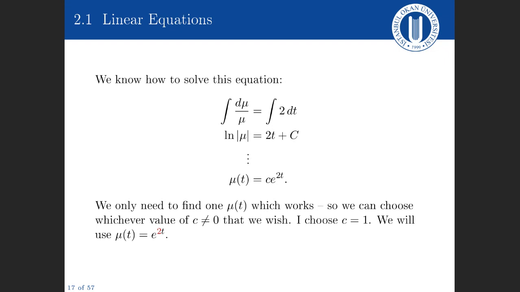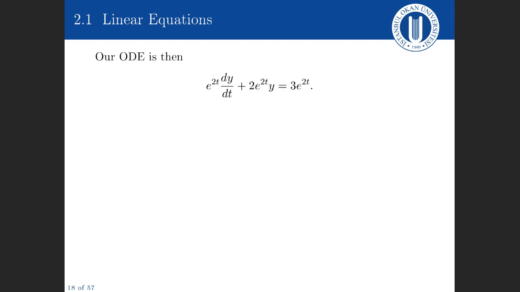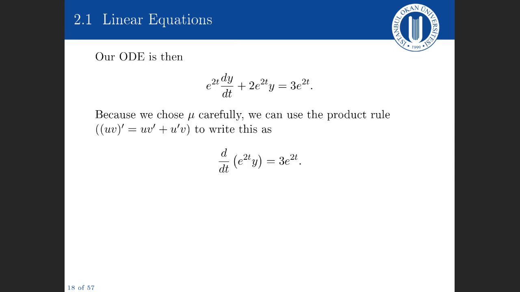So the integrating factor that I want to use is mu t equal to e to the power 2t. So we take our differential equation that we started with and we multiply every term by e to the power 2t. Because we've chosen our integrating factor carefully, using the product rule, the left side is just the same as the derivative of e to the power 2t y. And now this is an easy equation, an equation which is going to be easy to integrate.